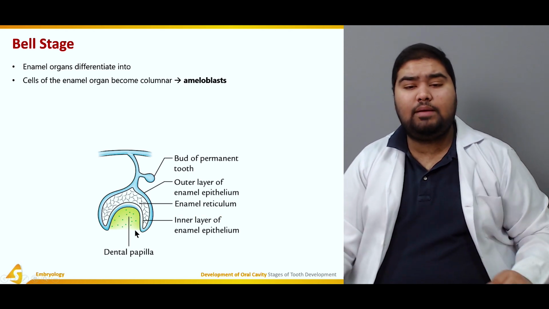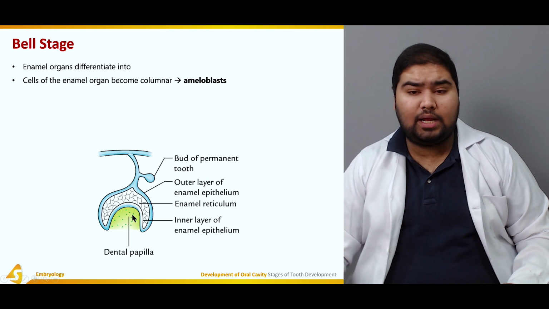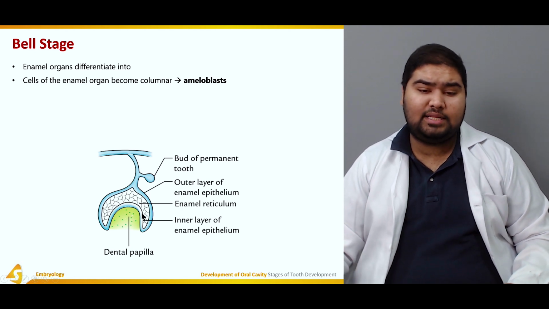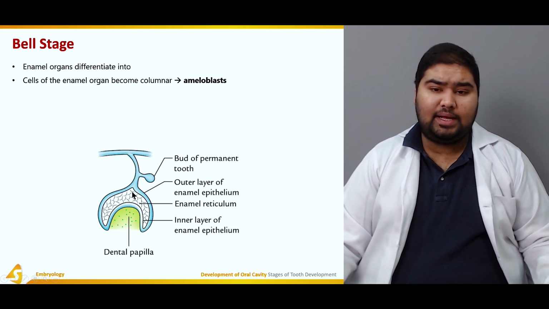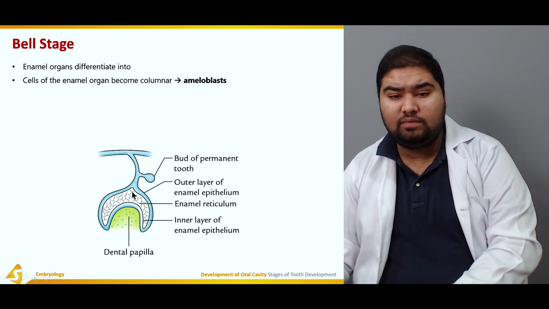Now cells of the enamel organ become columnar and are known as the ameloblasts. These cells become columnar and they are known as ameloblasts. Now ameloblasts are responsible for the production of enamel.